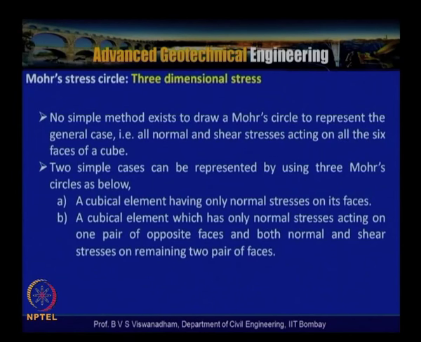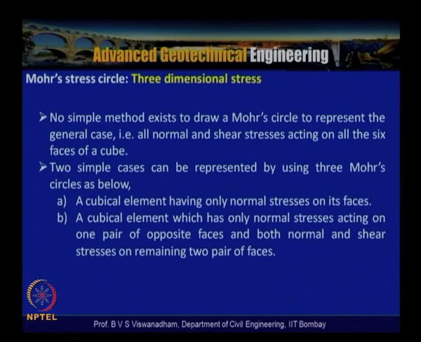For the Mohr stress circle in three dimensional stress conditions, no simple method exists to draw a Mohr circle to represent the general case of all normal and shear stresses acting on all 6 faces of a cube. Two simple cases can be represented by using Mohr circles as given below: one is a cubical element having only normal stresses on its faces, and the other is a cubical element which has only normal stresses acting on one pair of opposite faces, and both normal and shear stresses on the remaining 2 pairs of faces.